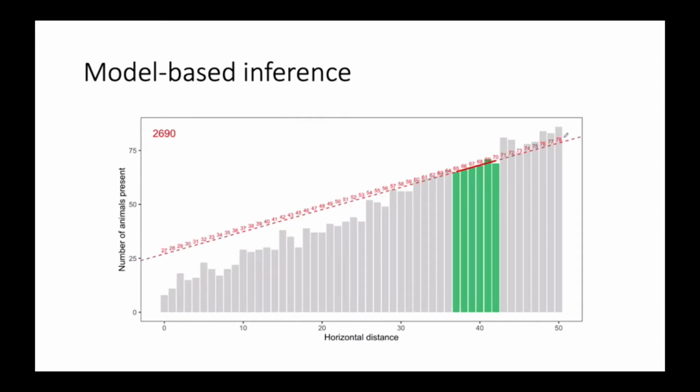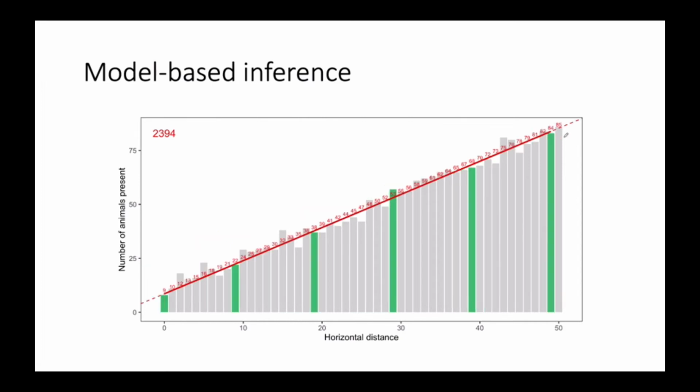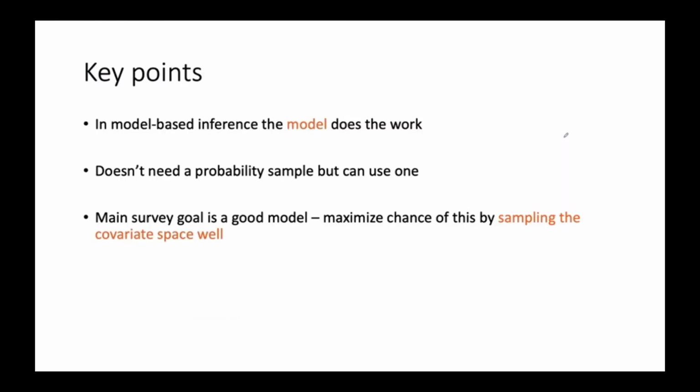Using model-based inference doesn't mean that survey design isn't important. If we choose our sites badly, we can land up with a poorly fitting model that extrapolates way beyond the range of the data used to create the model. The key difference is that with model-based inference, the goal isn't to choose a random design, but to choose a design that spans the covariate space well, such as this one. This allows us to get a good idea of the covariate relationship and to avoid extrapolating beyond the range of the data. To summarize, in model-based inference, it's the model that does the bulk of the work.